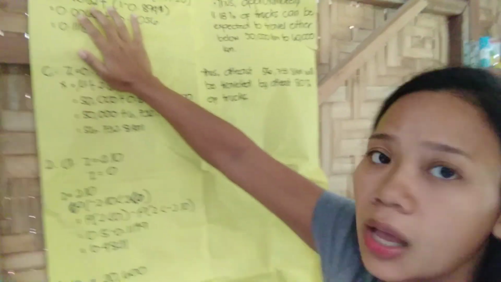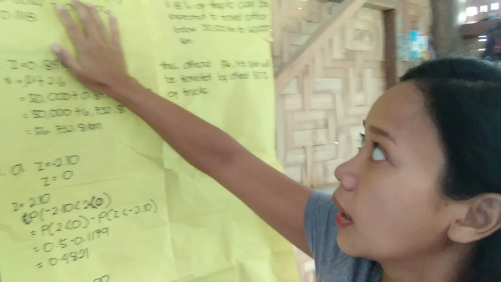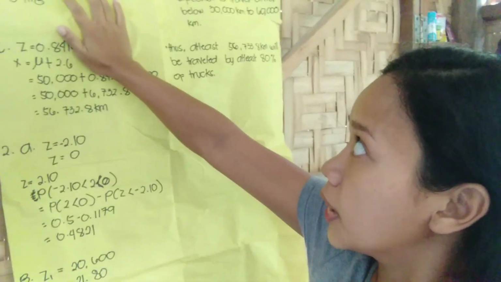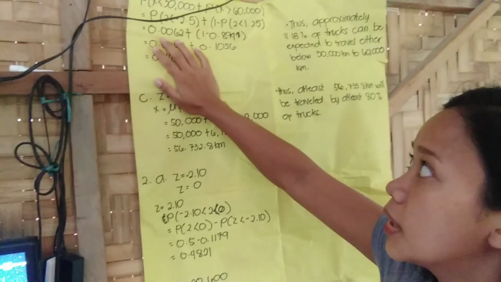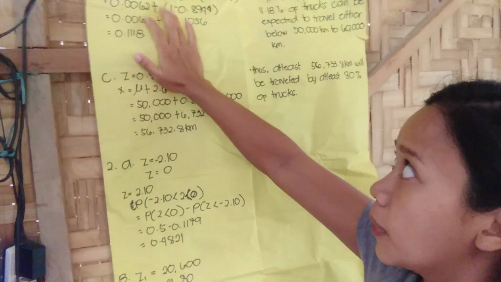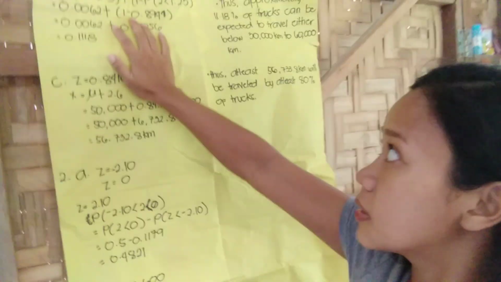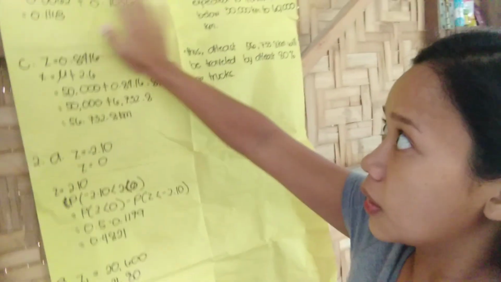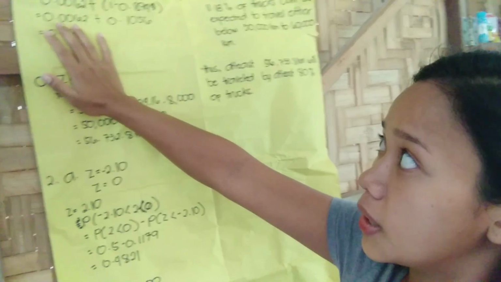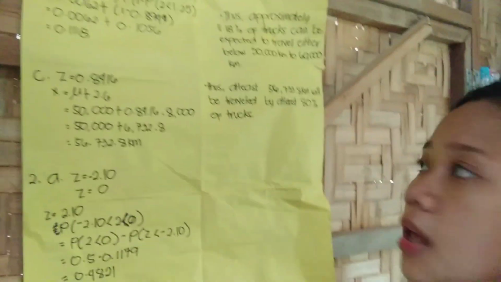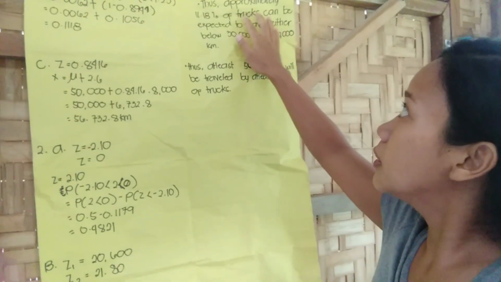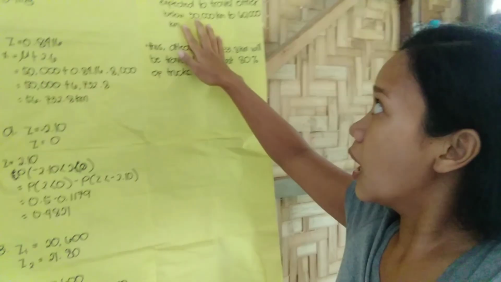So let's transfer it down here. So 0.0062 plus 0.8944. So it equals 0.0062 plus open parenthesis 1 minus 0.8944, close parenthesis, which equals 0.0062 plus 0.1056. So the total of it is 0.1118. The answer is thus approximately 11.18% of trucks can be expected to travel either below 30,000 kilometers or above 60,000 kilometers.